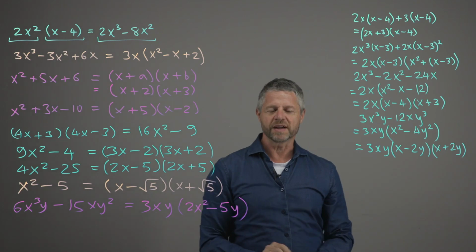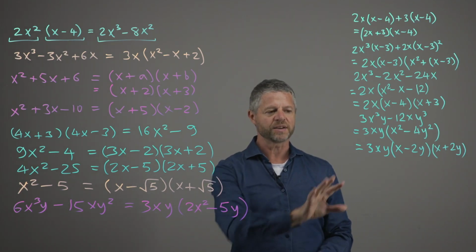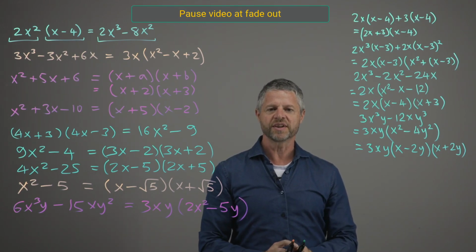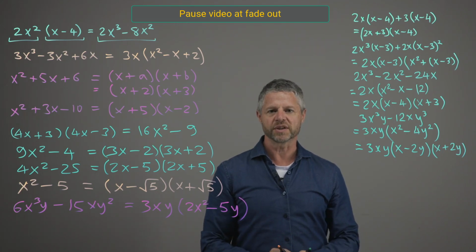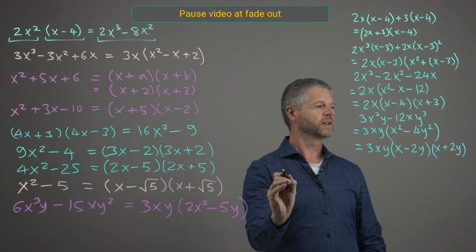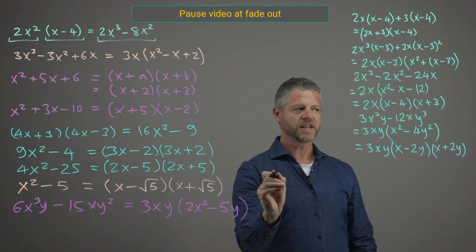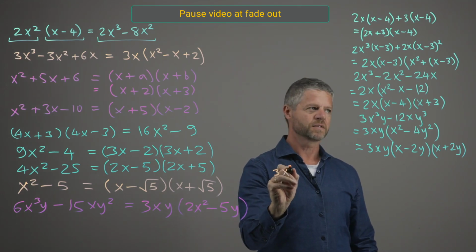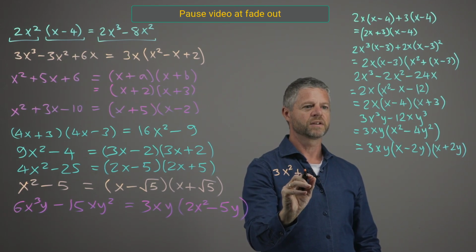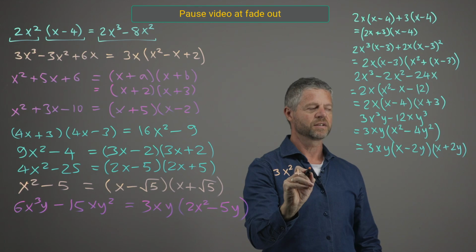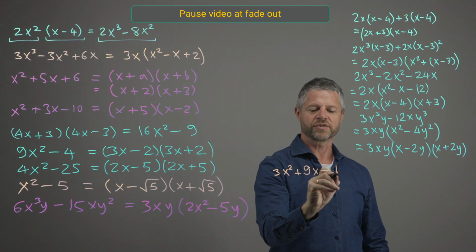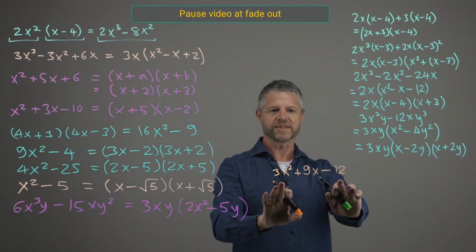So at this point, pause the video and work on the next two problems that I'll give you and see if you can come up with the answers yourself, and then start the video again and review if you got them correct or not. So for the first problem, let's do 3x squared plus 9x minus 12. So see if you can factor this.